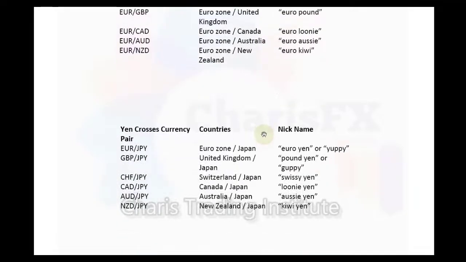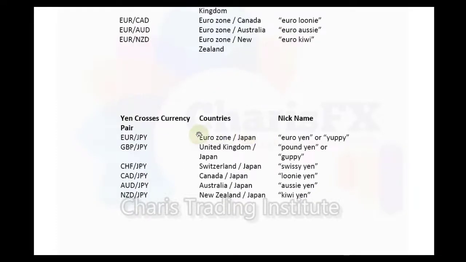So the next is yen cross currencies. So you have currencies like the Euro JPY, GBP JPY, CHF JPY, CAD JPY, AUD JPY, or NZD JPY. The nicknames, you can see them on the right side of the screen. So you can literally pause this video and study it yourself. These are examples of yen cross currencies or yen crosses. They are also minor currencies.